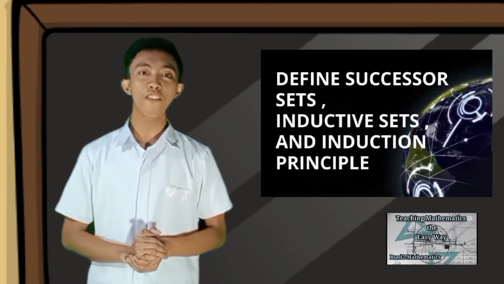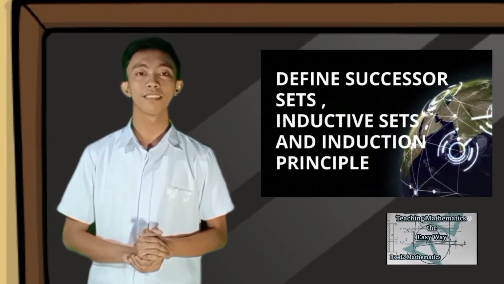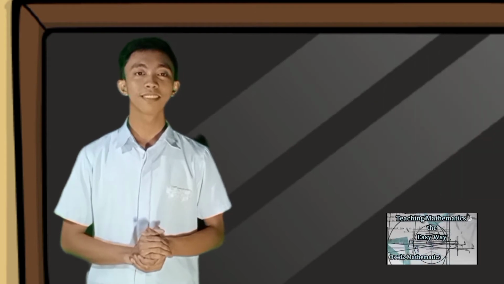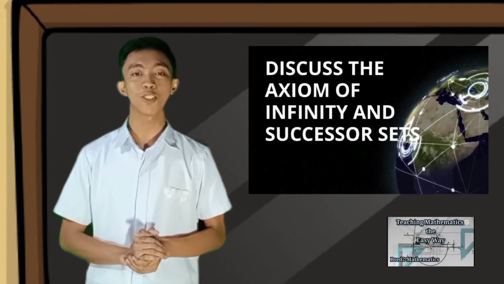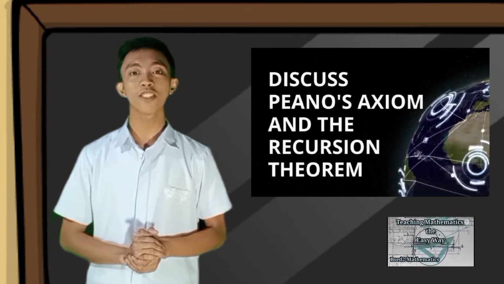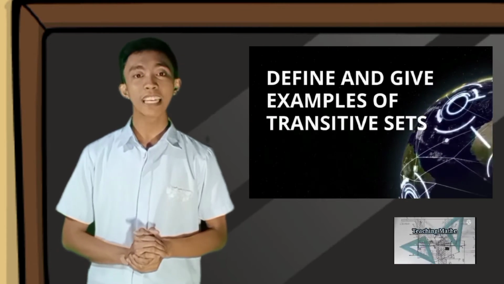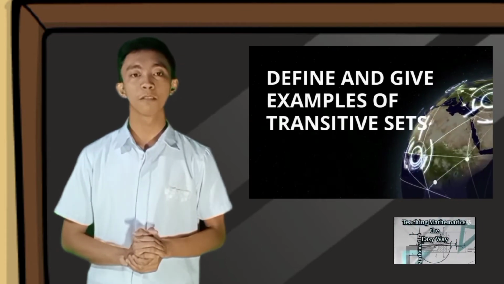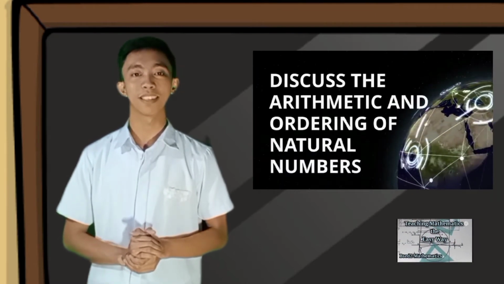First, define successor sets, inductive sets, and induction principle. Next, discuss the axiom of infinity and successor sets. Next, discuss Peano's axiom and recursion theorem. And then, define and give examples of transitive sets. And lastly, discuss the arithmetic and ordering of natural numbers.